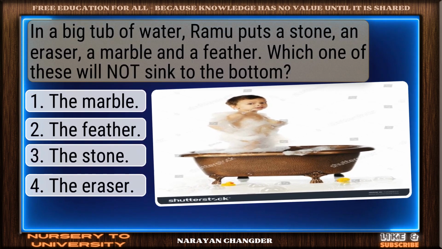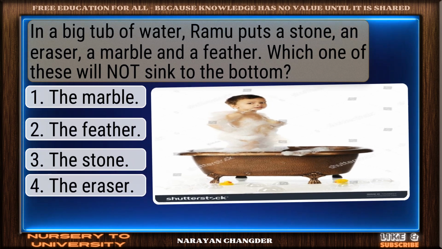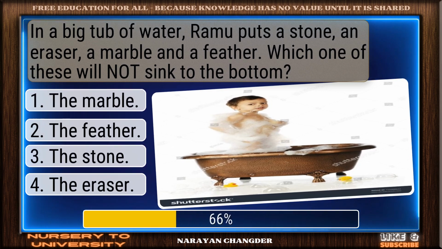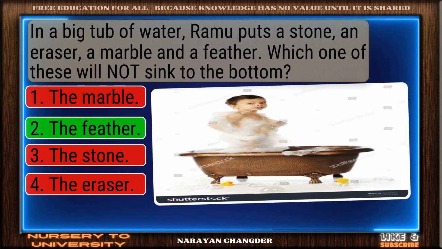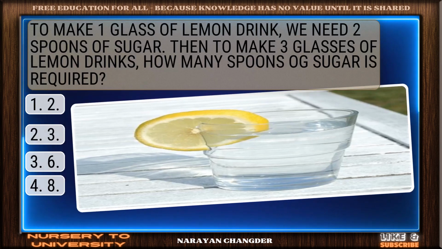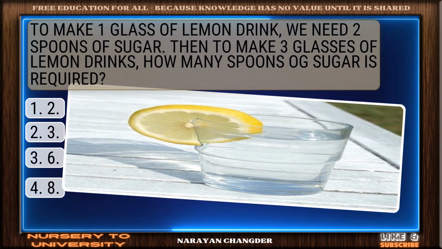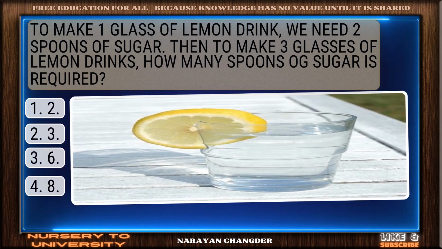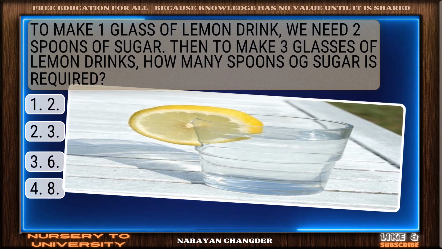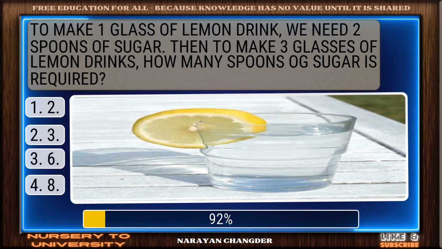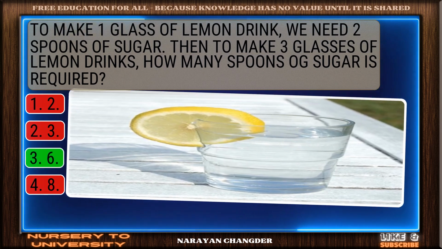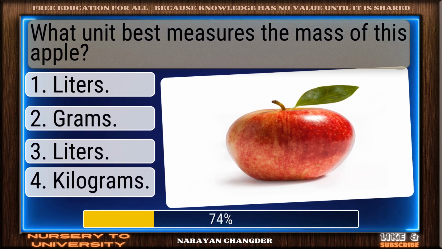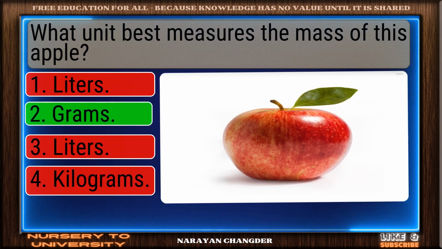In a big tub of water, Ramu puts a stone, an eraser, a marble, and a feather. Which one of these will not sink to the bottom? Smart move. The feather is an accurate answer. To make 1 glass of lemon drink, we need 2 spoons of sugar. Then to make 3 glasses of lemon drinks, how many spoons of sugar is required? Perfect. 6 is the correct choice. What unit best measures the mass of this apple? Nicely done. Grams is a solid answer.